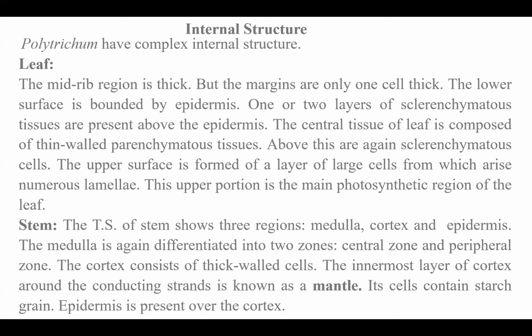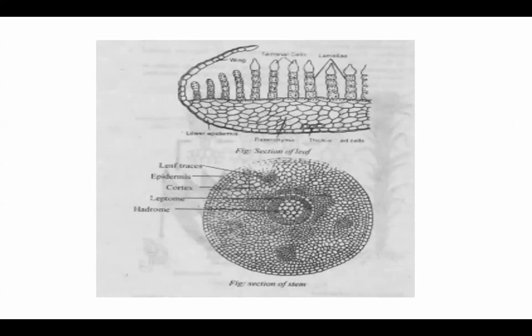But toward the upper surface is formed by a layer of cells from which arise numerous lamellae. So in this diagram you can see the lamellae, which is a photosynthetic region. Here I think you are able to see the upper diagram, that is the T.S. of the leaf, transverse section of the leaf.